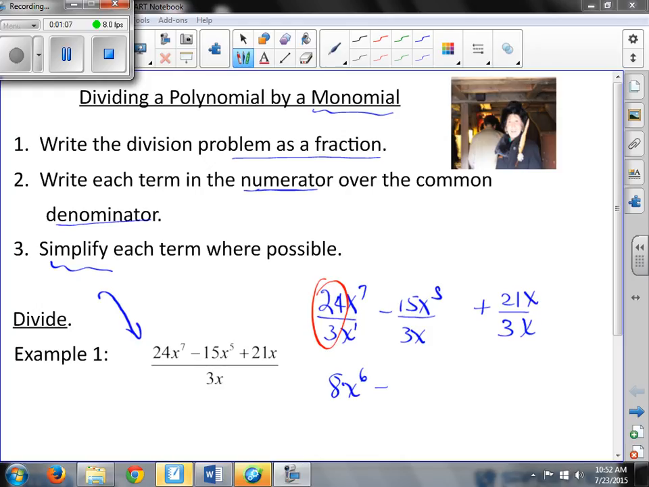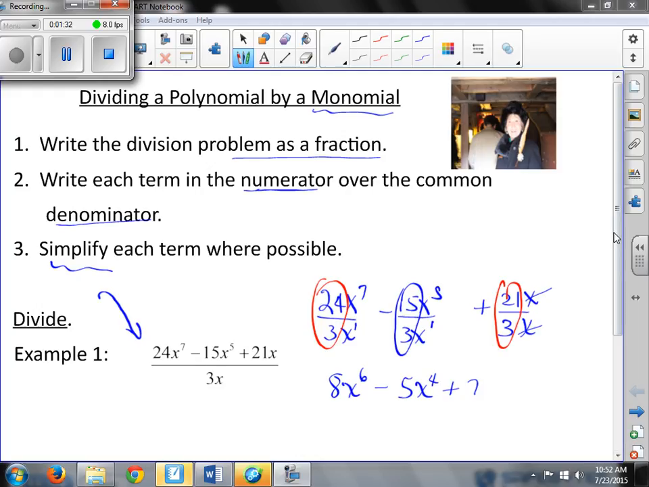Then we'll have minus 15 divided by 3, which would give us 5. We've already put the minus down. x to the 5th divided by x to the 1st would give us x to the 4th, plus 21 divided by 3 is 7, and you can see that the x's cancel out on this problem.